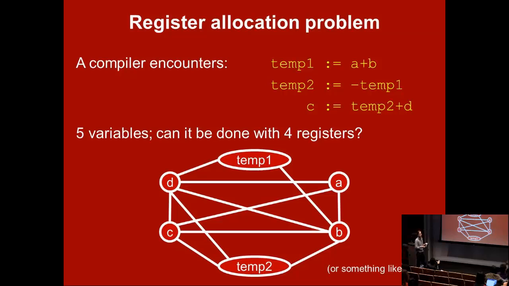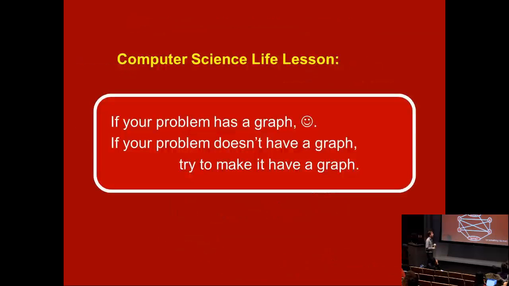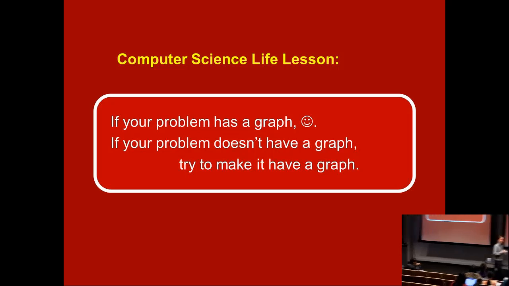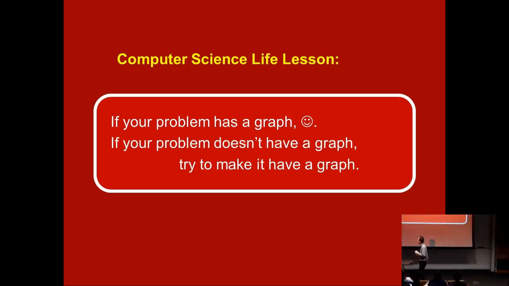As I said, I don't even know if I got this example right. I got the variables as the vertices. I'm not sure I did the edges correctly for this, but something like that. So he had the idea you convert the problem into a graph, and then you can do some graph theory algorithms, and it'll tell you something about the problem you want to solve. So the life lesson of these little examples is that if your problem has a graph in it, you're very happy because that's the greatest object ever. If your problem doesn't have a graph, you should try to make it have a graph somehow, if you can. It's really genuinely a good strategy.